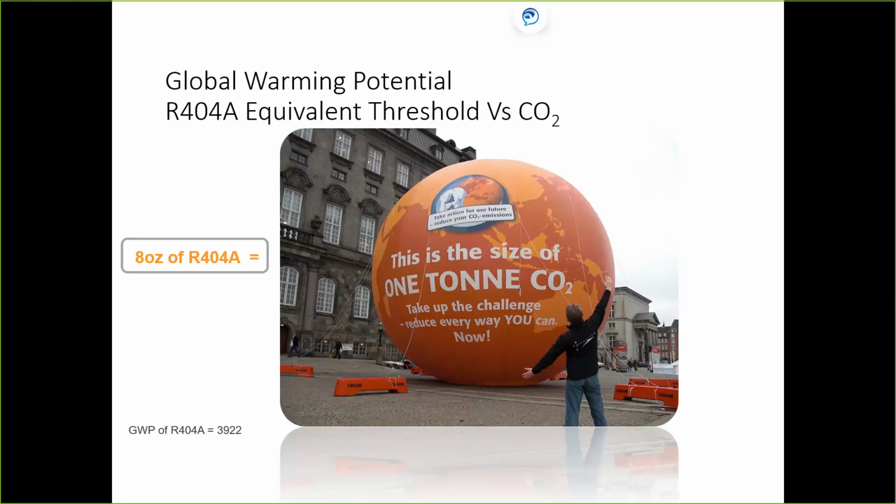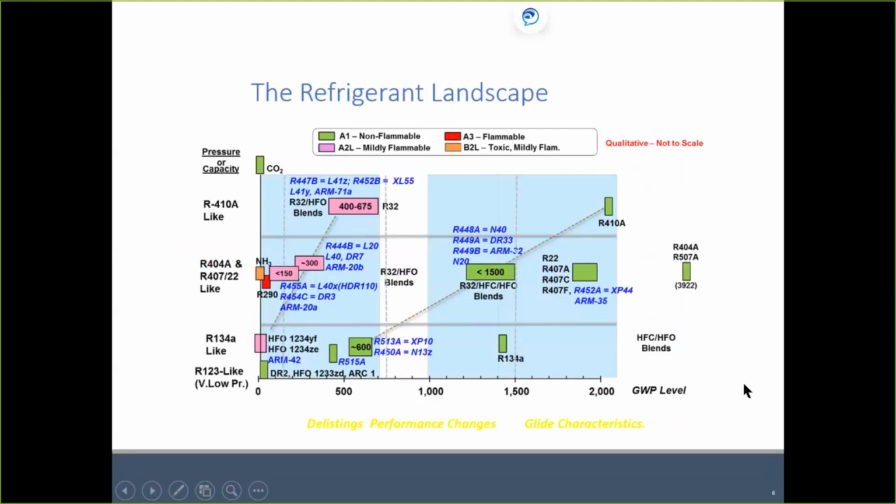Because the larger the system, the more potential of leaks. We have to have a lower global warming potential. So this is just showing you what 1 ton of CO2 might look like compared to, look over here, 8 ounces of 404A is the same equivalent of that 1 ton, okay? This is just a graph. I'm going to go through this fairly quick.